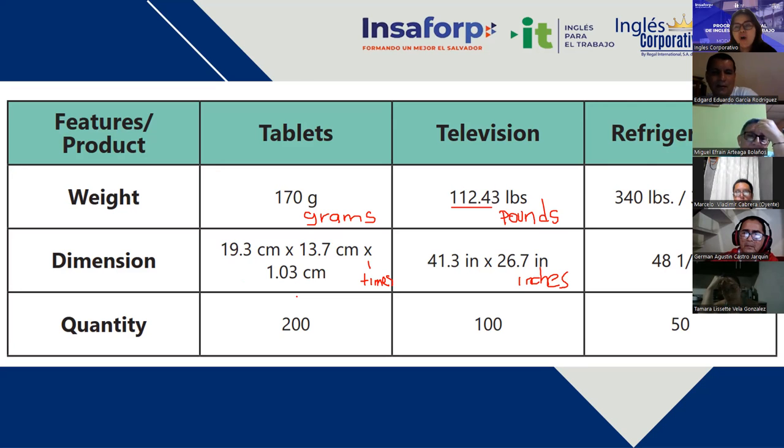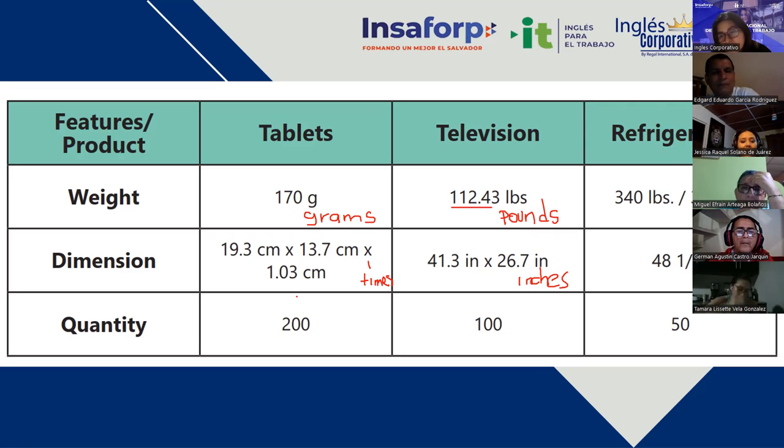Now, what is the dimension of the television? 41.3 inches times 26.7 inches. Okay, very good. And what about the refrigerator? What is the dimension? 48.